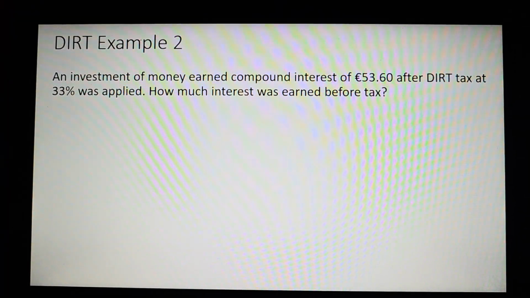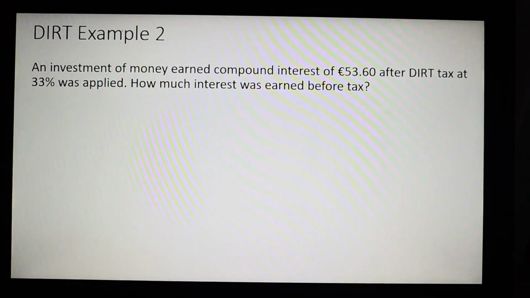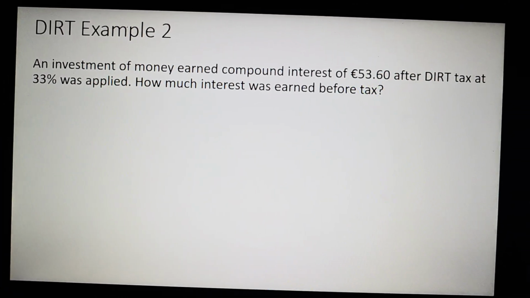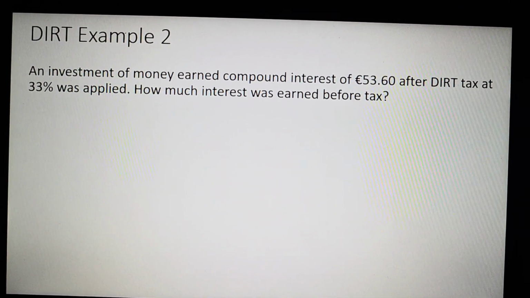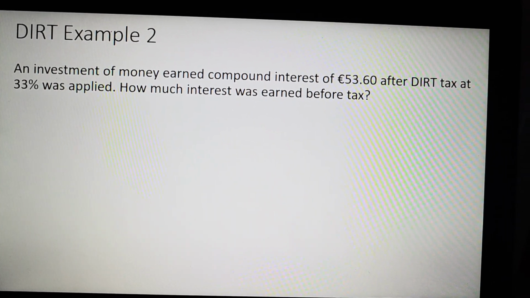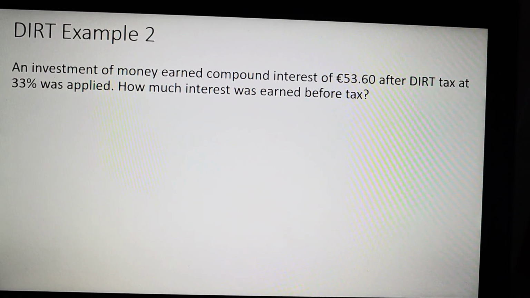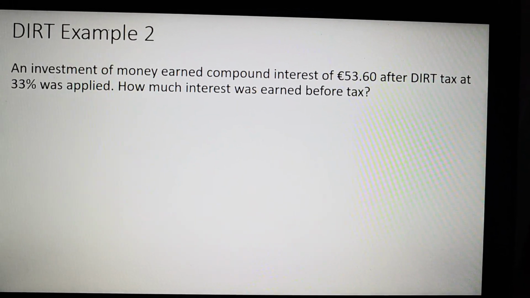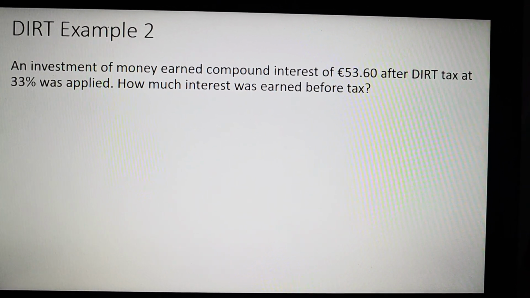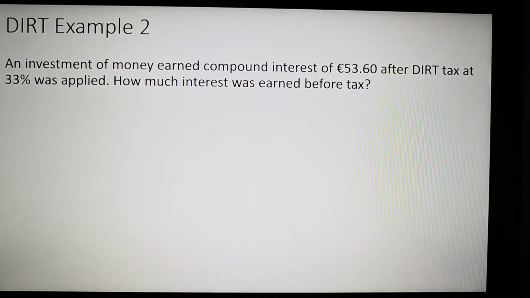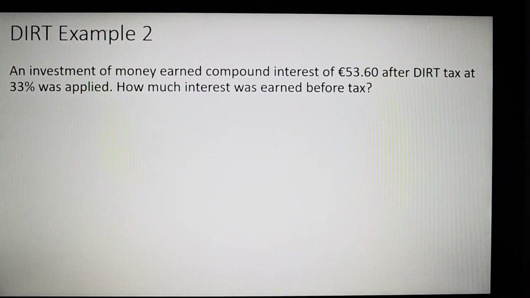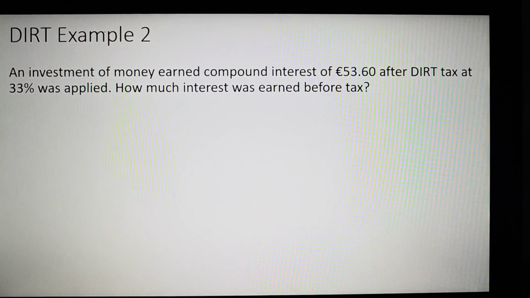Just a very quick example then on DIRT tax, just to add into your notes. An investment of money earned compound interest of €53.60 after DIRT tax of 33% was applied. How much interest was earned before tax? So if 33% tax has already been applied, that means they have already removed 33% from the interest that you had originally earned, and they left you with the other 67%.